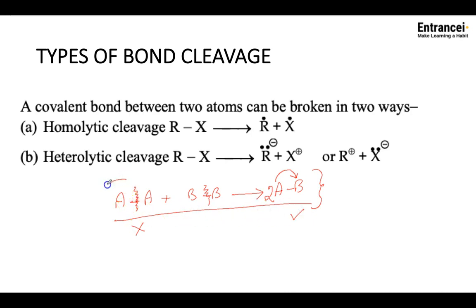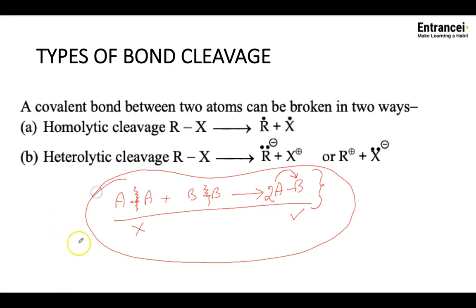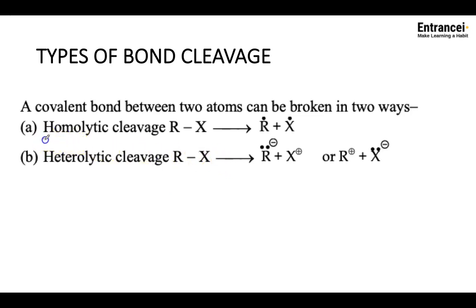So all chemical reactions proceed through this mechanism. Few bonds cleave and there are few bonds which form. In organic chemistry, the maximum type of bond cleavage or formation are of two types. One is homolytic bond dissociation and second is heterolytic bond dissociation. How do you define homolytic and heterolytic?